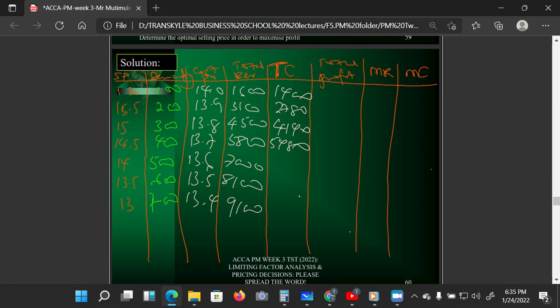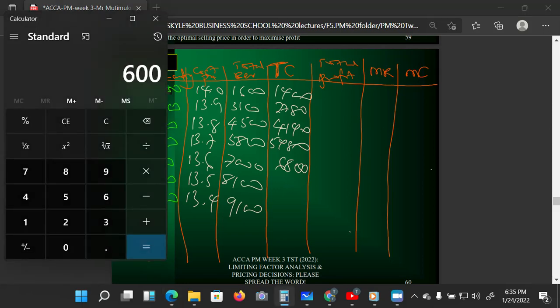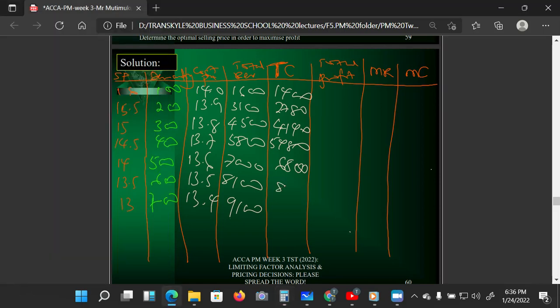Okay, let's cruise. I'm not using my calculator here. Okay, this is 6,800. This one, 600 multiplied by 13.5, that's 8,100. And lastly, 700 multiplied by 13.4, that's 9,380.